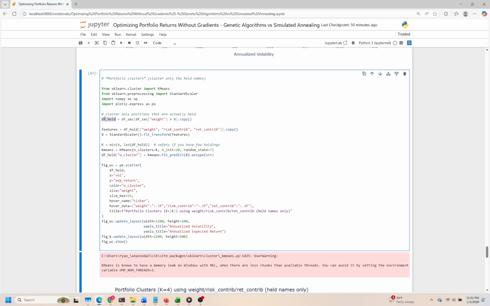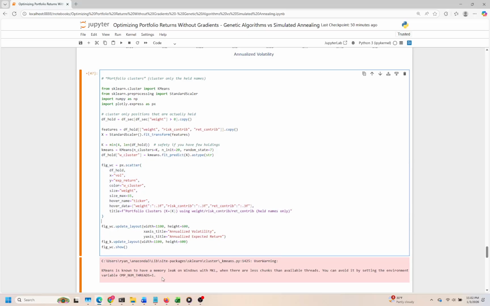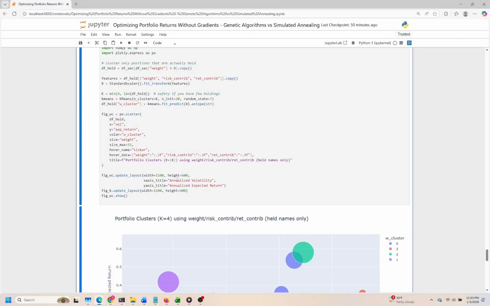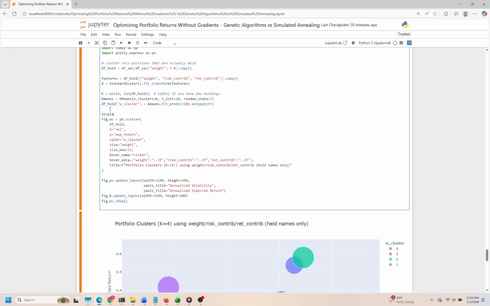Once that clustering is complete, we visualize the results using a scatter plot. Here, the x-axis represents annualized volatility, while the y-axis shows annualized expected return. The points are color-coded by cluster, with each asset's size representing its weight in the portfolio, making it easy to identify not only how clusters relate to each other, but also the relative importance of each asset within those clusters.